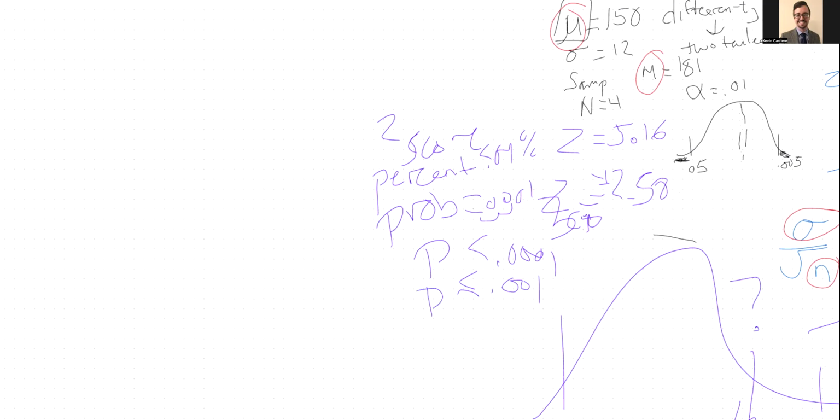And we knew our alpha was 0.01. This isn't the best one because it's such a big effect. But now we can compare. Is our p-value smaller than our alpha? Are they both in proportions? Yes. And so then we can reject it.